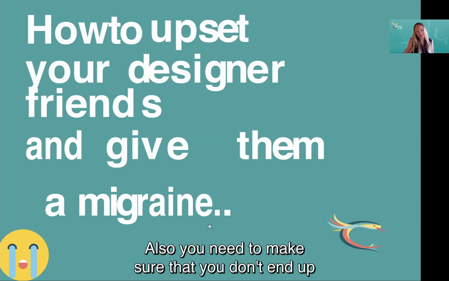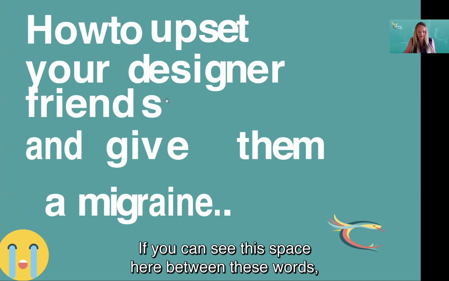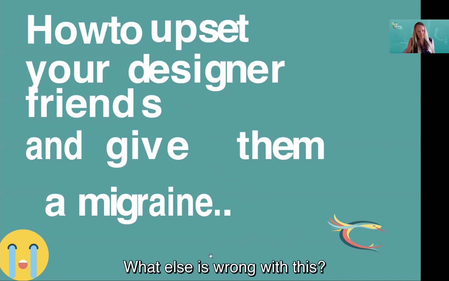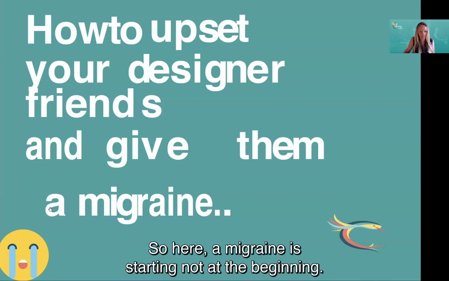And you need to make sure that you don't end up with these big sort of rivers running through your text. If you can see this space here between these words is causing some kind of big river to form. What else is wrong with this? Well, also the alignment of the type. So here "a migraine" is starting not at the beginning.